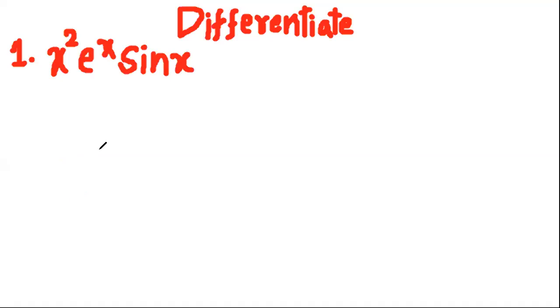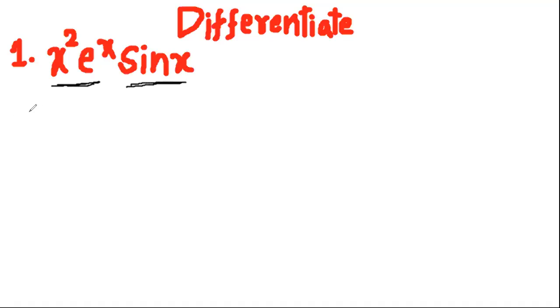Hello, in this video, we will solve one more example related with differentiation. The given question is, you have to differentiate x square e to the power x sine x. So what we do, we consider this x square e to the power x as a first term and sine x we consider it as a second term.